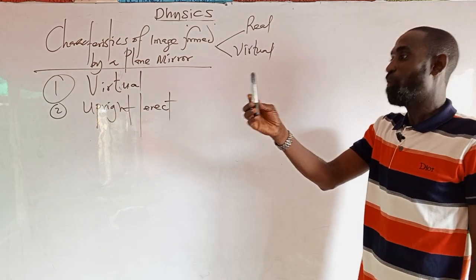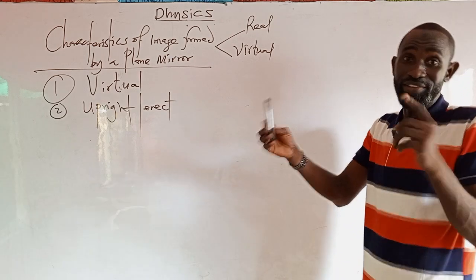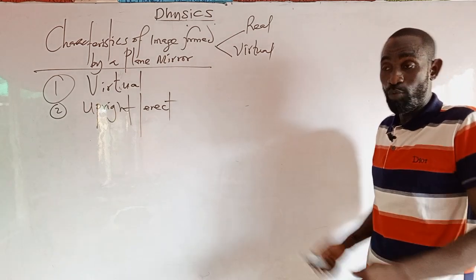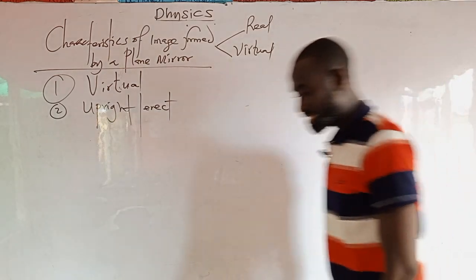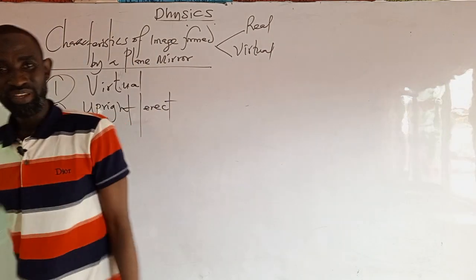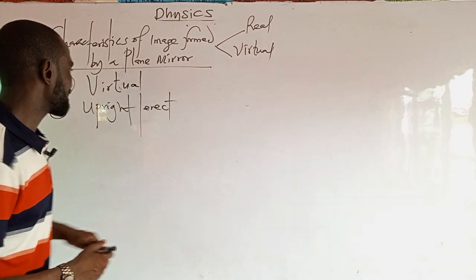Any image formed by a plane mirror is always what now? Erect, upright, standing upright. The way you will appear in the mirror, that is where your image is. Image formed by a plane mirror is upright. Are you with me? That's the second one.